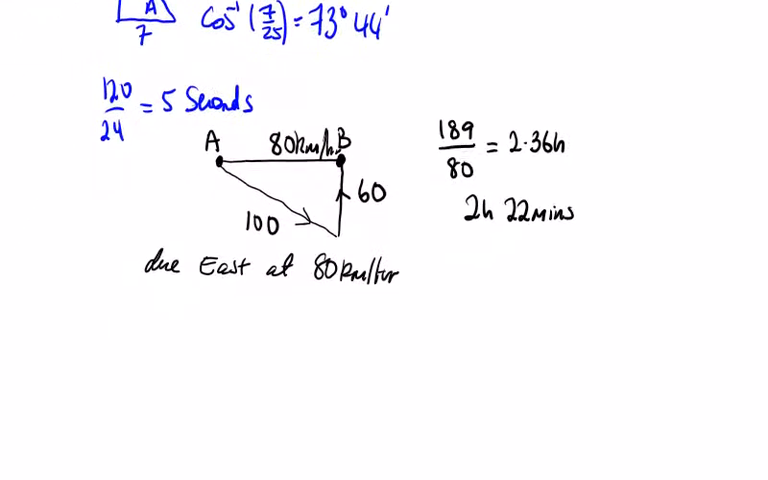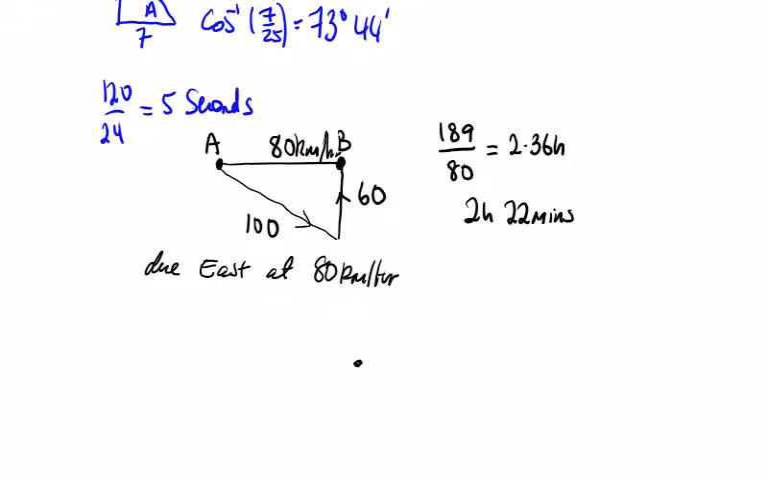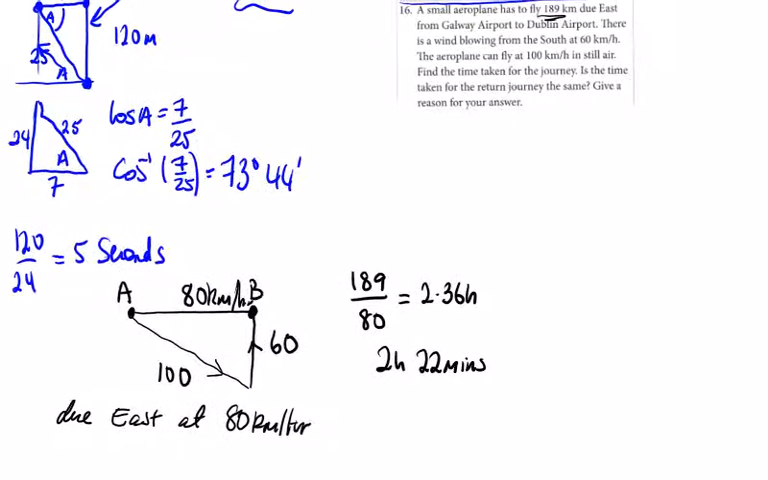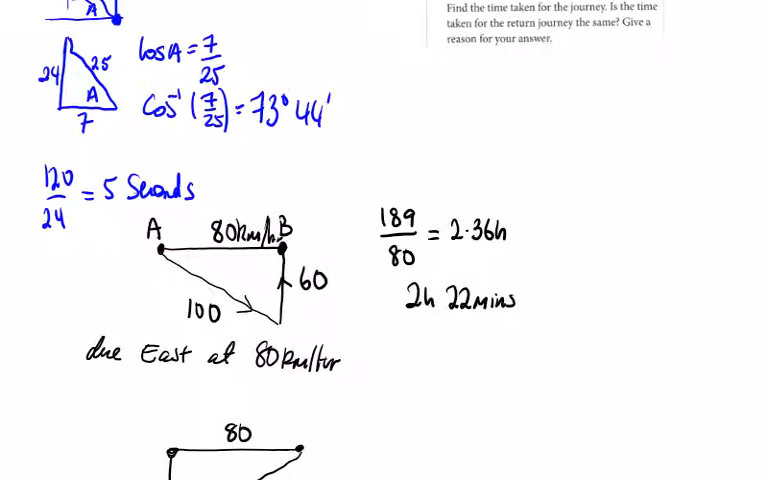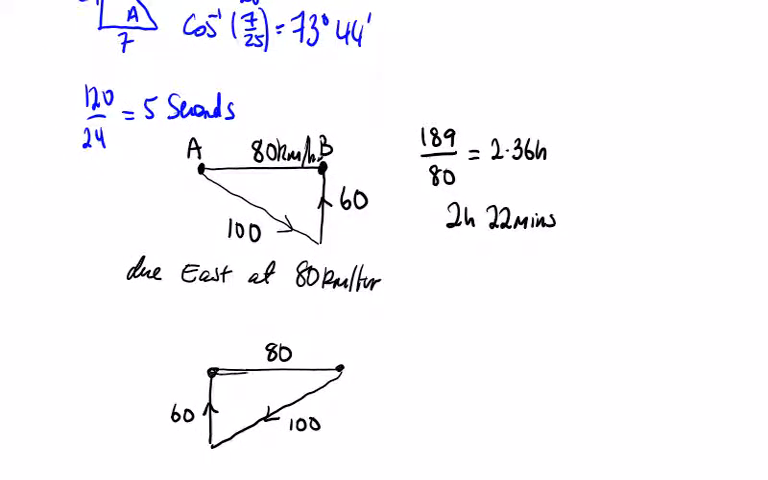Now if it has to fly back, what's happening here? Here it is now. It's going this way. The wind is still coming from the south, and you can see here the diagram is going to be the same. So that's my 100, that's my 60, so nothing is going to change. This will still be 80. So no change. They're asking here, give a reason. No change, as there's no effect. We're dealing with the i direction here, west to east, so the wind is coming from the south. No effect on the i, therefore it'll take the same length of time going back.